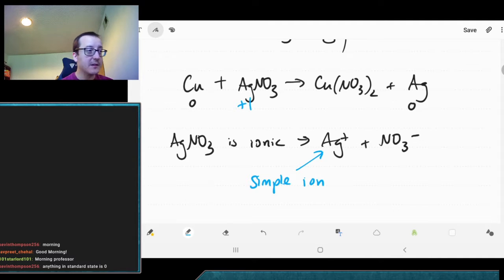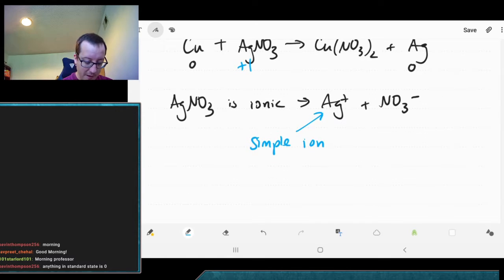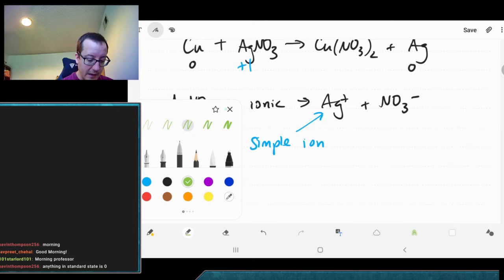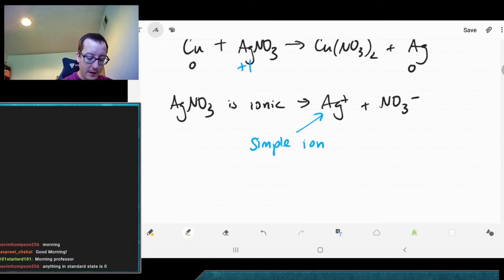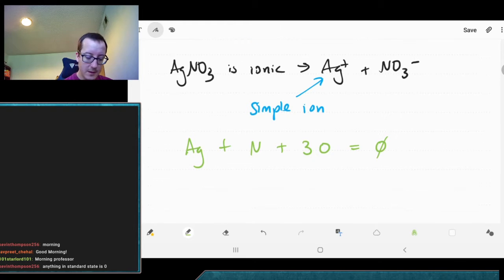So we know that the silver here must be +1. And now we have to remember that when we have the rest of the compound, we're going to have to deal with everything else. So we have to tally up our elements here and set that equal to 0. Hopefully this process is somewhat familiar. We saw that silver was +1 because it was a simple ion.